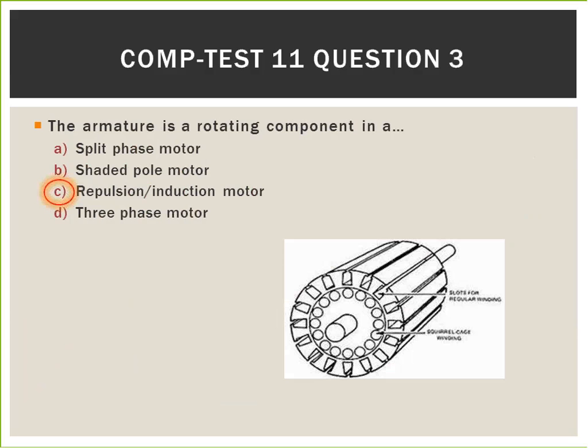As shown on the screen, answer C is the best answer here, as an armature is a rotating component in a repulsion induction motor. Answers A, B, and D are all incorrect because they do not have rotating armatures.